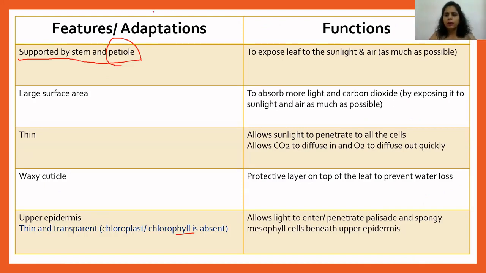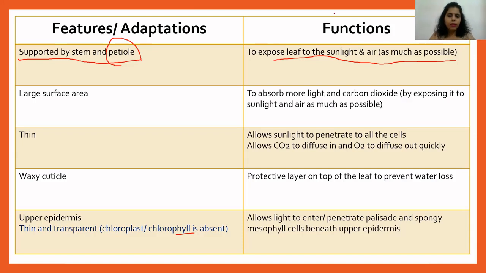The function of keeping or holding the leaf like this is that it helps to expose the leaf to sunlight and air as much as possible, because the leaf requires sunlight for the process of photosynthesis, and it also requires air because air contains carbon dioxide gas, which is important for photosynthesis. So the leaf is held upright in the air with the help of the petiole. The petiole helps in exposing the leaf to air and sunlight as much as possible.